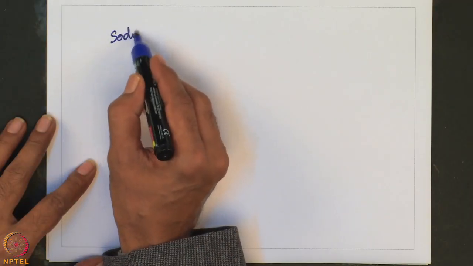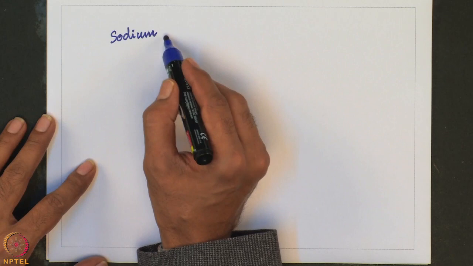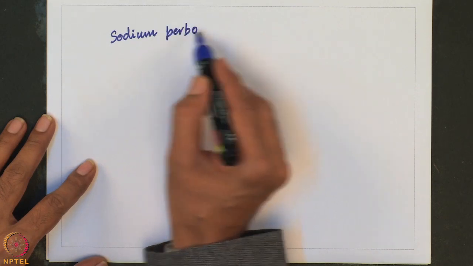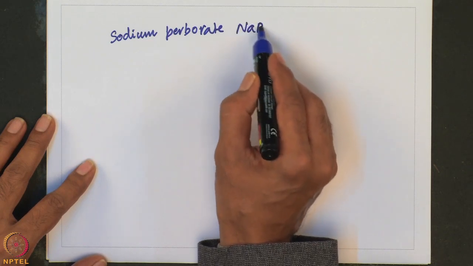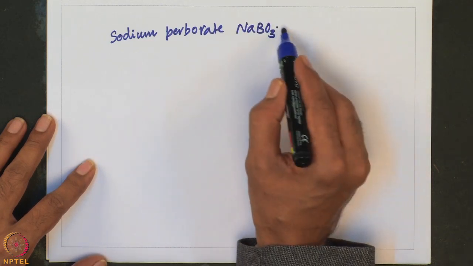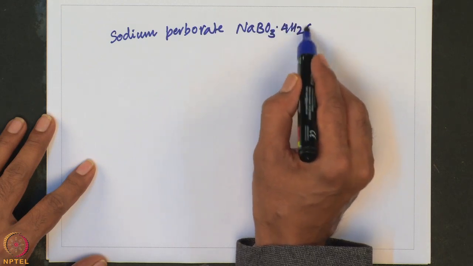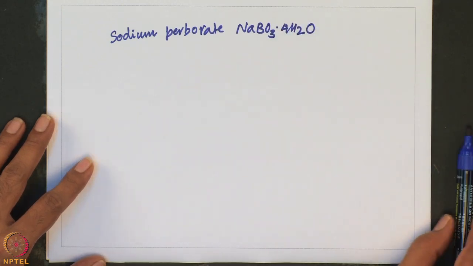Sodium perborate, so another interesting molecule. So this is NaBO3·4H2O. So this is used as a bleach in laundry powders, automatic dishwasher powders, and also whitening toothpaste.